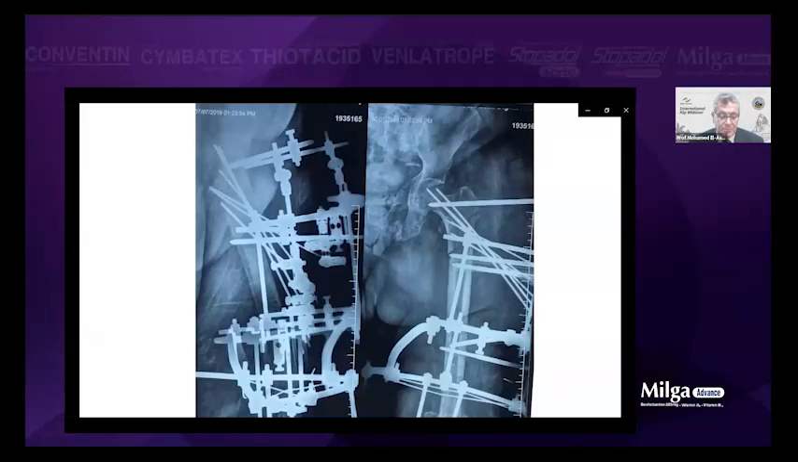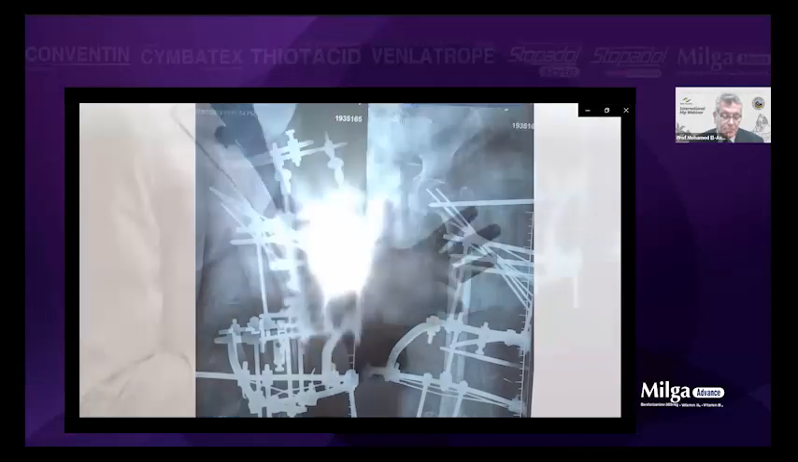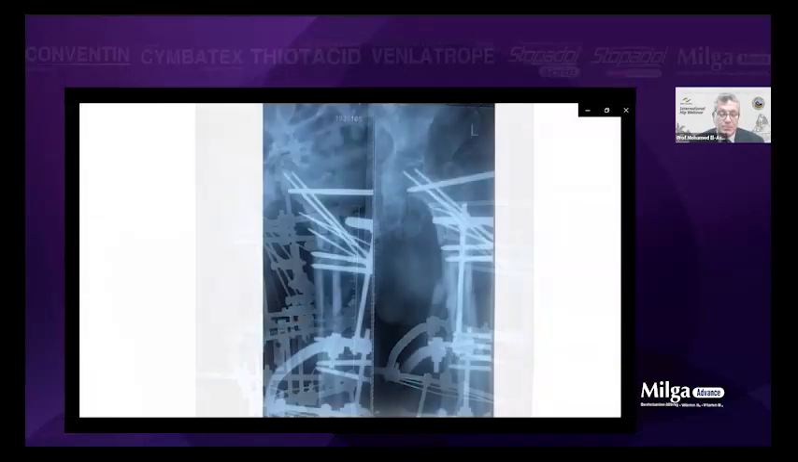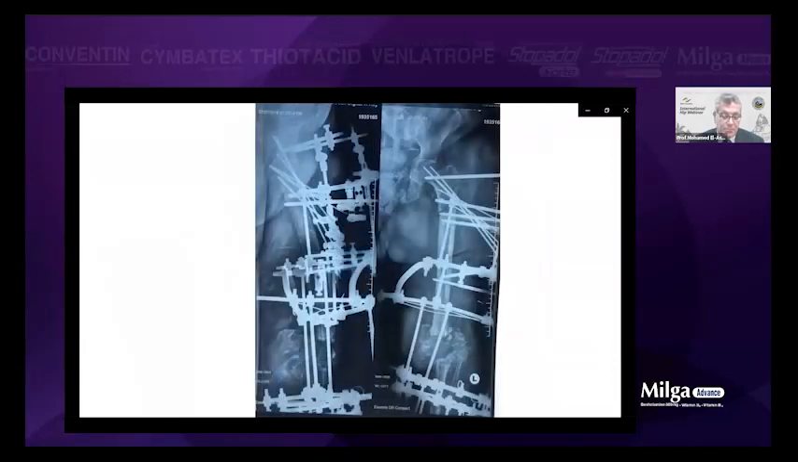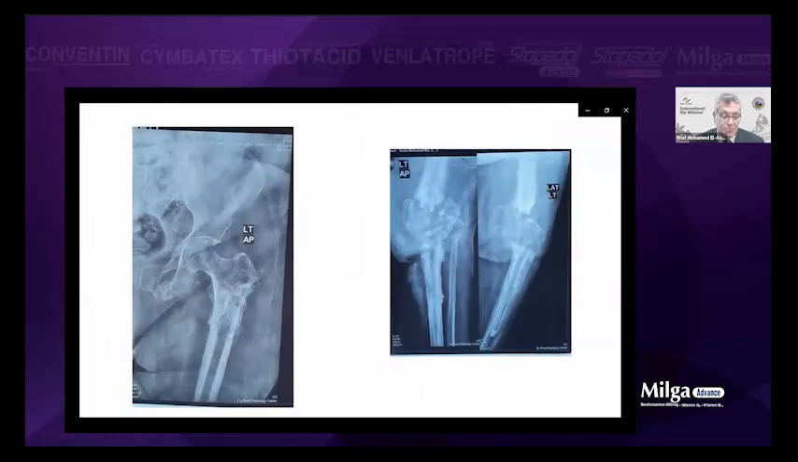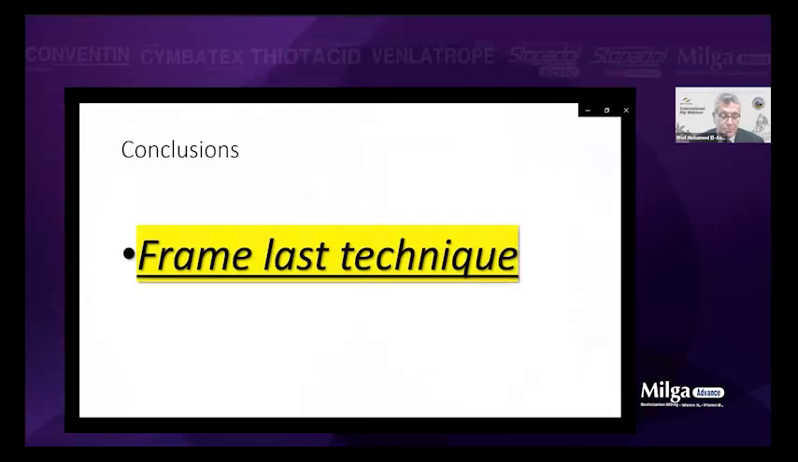So we don't talk about the frame. You can use any frame you want. We talk about the fixation and the reduction. And this is the opposite of exactly what's going on in the literature. They always talk about the frame. We don't talk about the frame. We talk about the method of closed reduction. We talk about the methods of fixation. And this is the follow-up, as you see, with complete union of the trochanteric fracture. So in conclusion, our technique is called the frame-last technique.